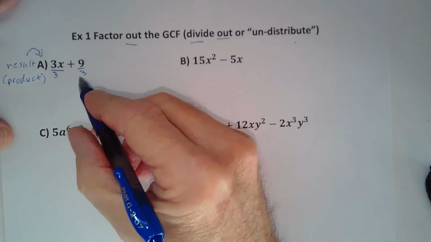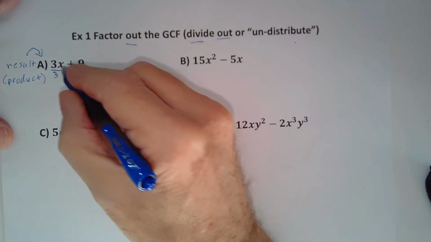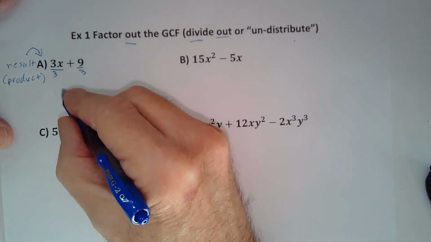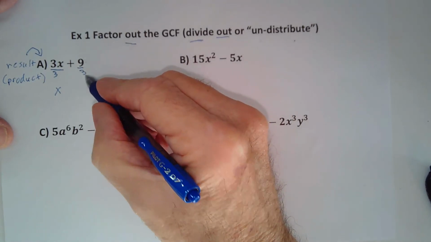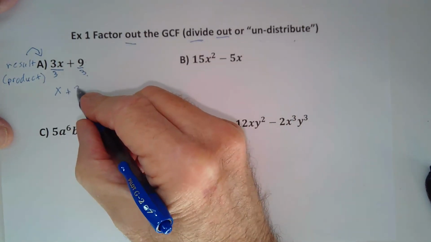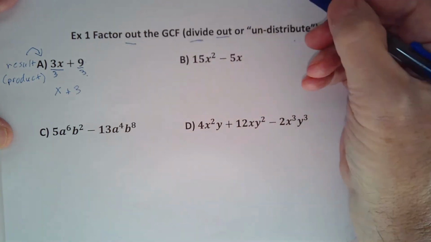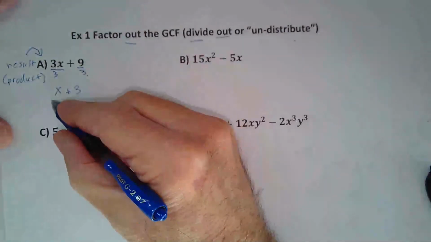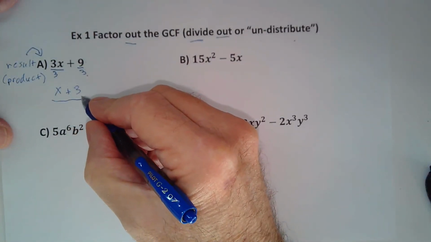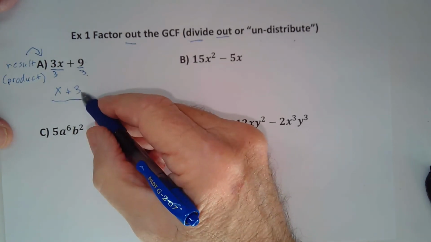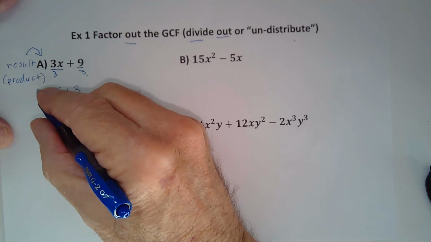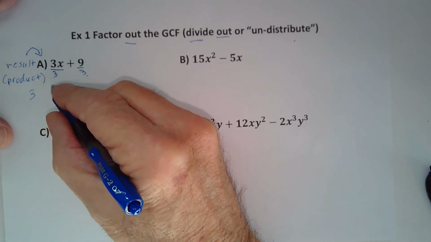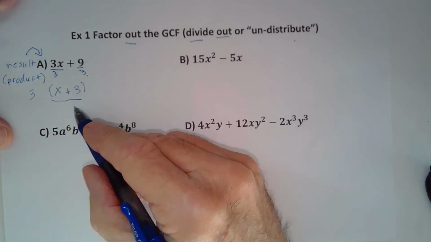So I can divide out a 3 on each of these, and so I'm left with, well, 3 divided by 3 is 1, so I'm left with 1x. Okay? And what's 9 divided by 3? Well, that's just 3. x plus 3. Pretty simple. So now, x plus 3 is what I divided out, but this 3 doesn't go away. It's actually over here. This is really 3, if you will, times x plus 3.